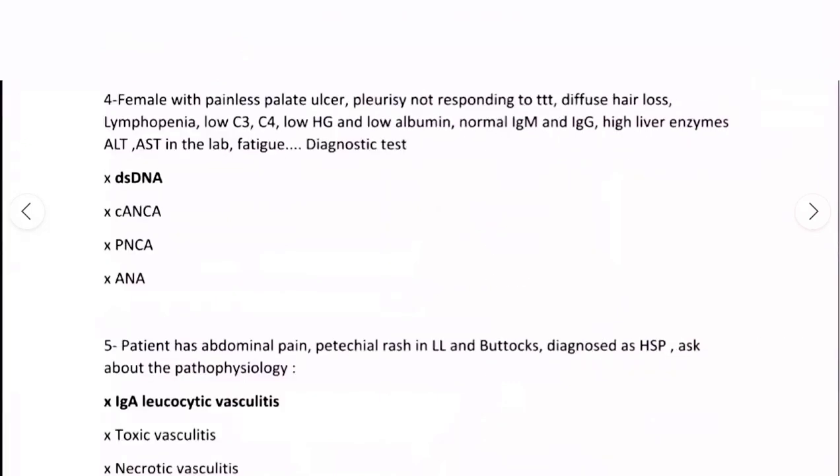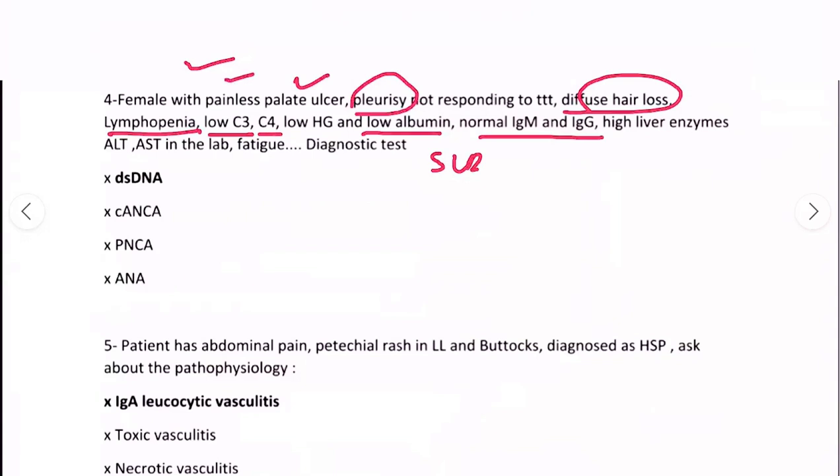Next, the same repetition of the first question: a case of SLE now coming with alopecia, low C3, low C4 levels, lymphopenia, low albumin, normal immunoglobulins, pleurisy, palate ulcers. This is a case of SLE. Thyroid? No, not at all. That is Hashimoto's thyroiditis. Yes, that is also associated with the DQ, I guess 3 or 4. Please confirm it. But HLA DQ2 and 8 most likely are diabetes and celiac disease.